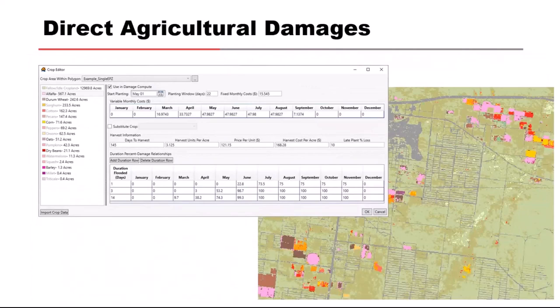LifeSim also does agricultural damages. If you care about agricultural damages, this is generally more pertinent to the Midwest. You can enter in your agricultural grid, generally from the NASS Agricultural Statistics Survey, and then define information about your crops: when the first planting date is, second planting date, crop type, how much it costs to harvest, how much you get for selling it. You define some timing about when your hydraulic event occurs, and you can estimate agricultural damages.